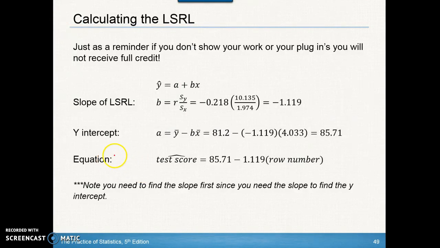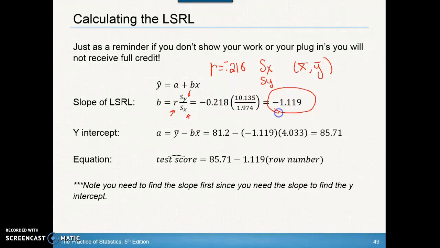Hopefully you did. So now, just remember our x bar and y bar are on our line. So we knew that r was negative 0.218. We also knew our standard deviation of x, our standard deviation of y, and we know the points x bar and y bar are on the line. So first let's find our slope. Fill in your r, your standard deviation of y, and x that were given to you in the question. Notice we found the slope that is the exact same slope from the computer regression output.